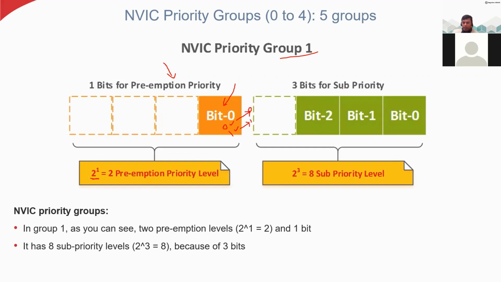But in the sub priority, here we have 3 bits active. So we have bit 0, bit 1, and bit 2. So 2 to the power 3 is equal to 8. That is the 8 sub priority levels we can set up. So for example, the bit combination can be like this: 0, 0, 0, 0, 0, 1, up to 1, 1, 1. So if you count everything, the number of levels will be 8.